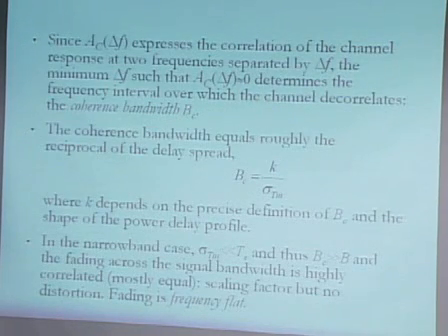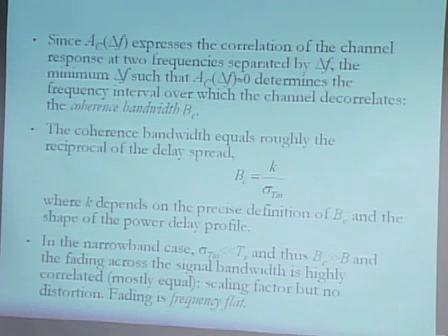And so these allow us to define the notion of a coherence bandwidth. This correlation, capital C, expresses the correlation of the channel at two different frequencies separated by delta f. So how much delta f do we need? How far apart do the frequencies have to be such that the autocorrelation is about 0?